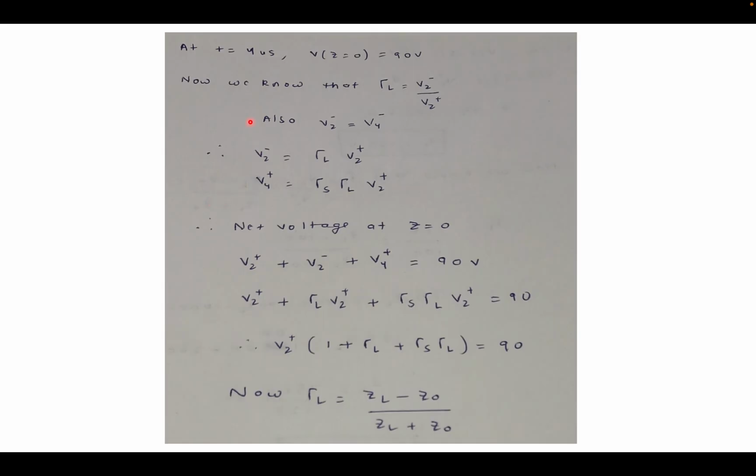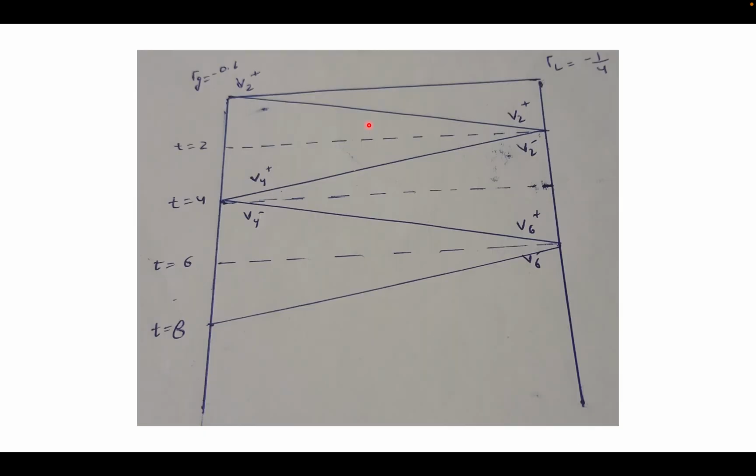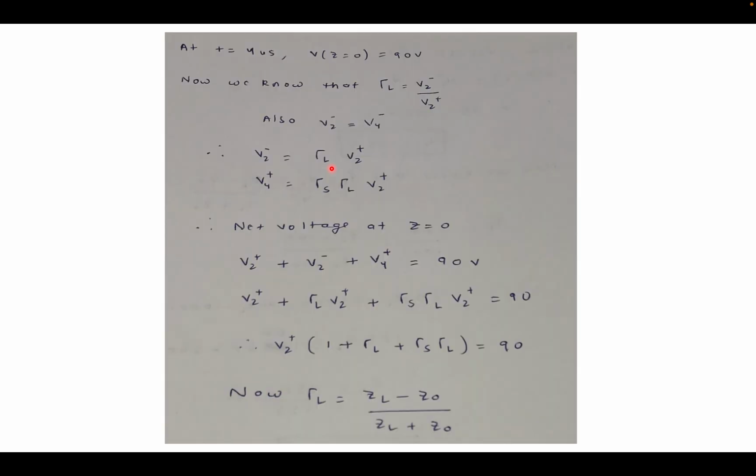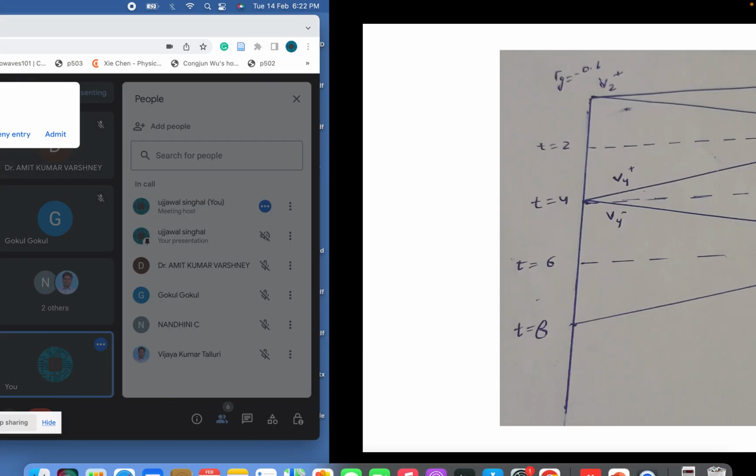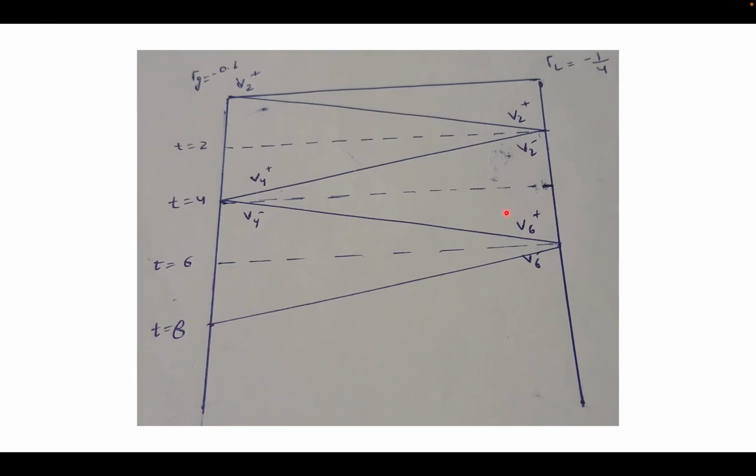As I told you, V2 minus is equal to V4 plus here. And if you need to write the voltage value of V2 minus, that will be tau L times V2 plus. That is a simple thing. When the wave strikes again at t equal to 4 microseconds, the voltage V4 minus, which is going out from the source end, will be tau L times tau G times V4 plus. That's how it works, right?